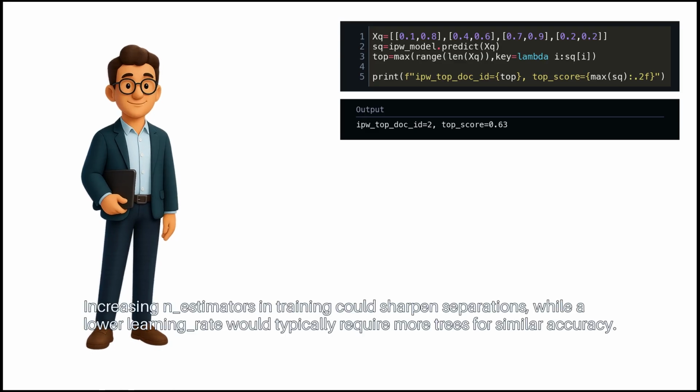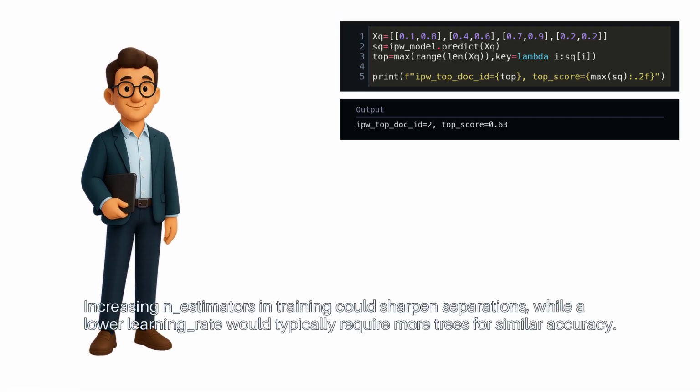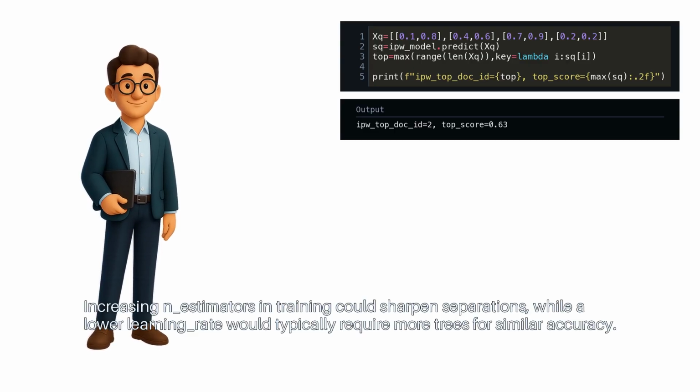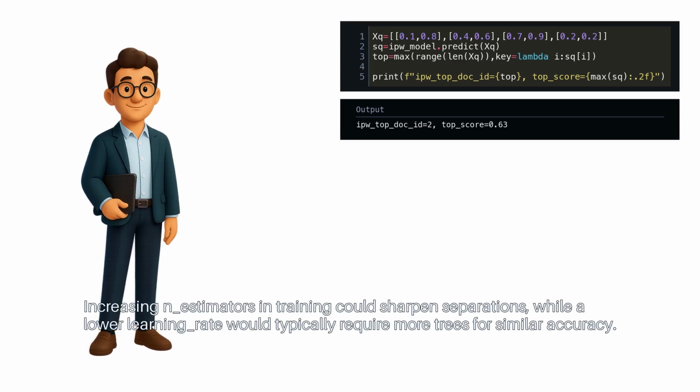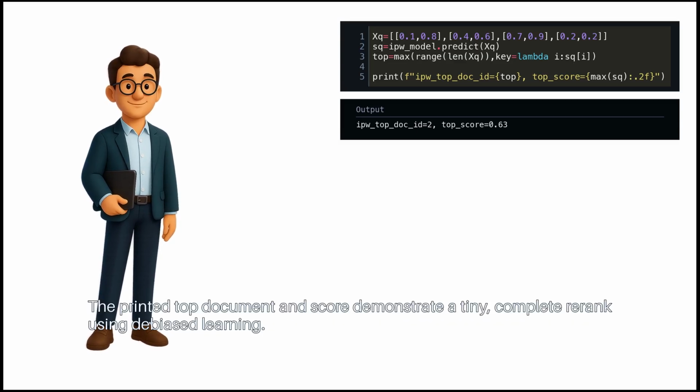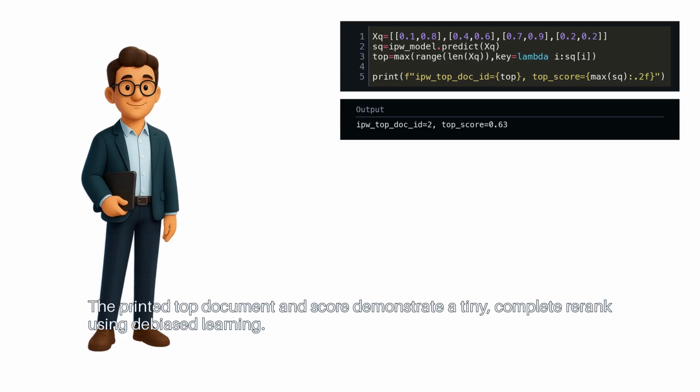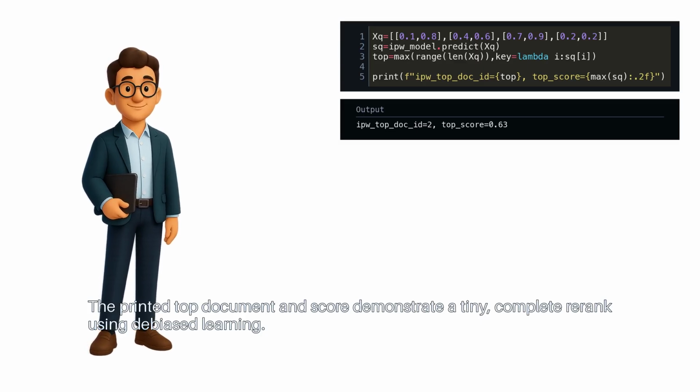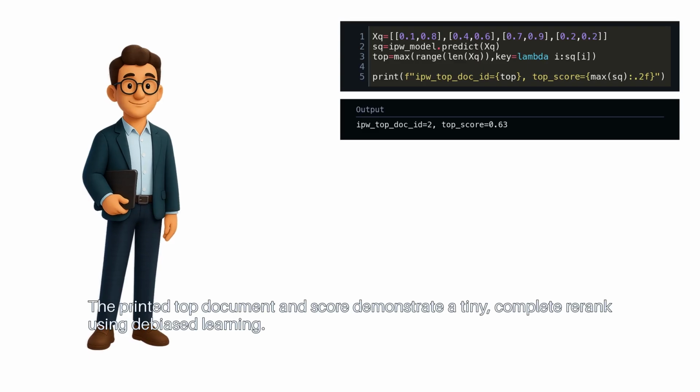Increasing n_estimators in training could sharpen separations, while a lower learning rate would typically require more trees for similar accuracy. The printed top document and score demonstrate a tiny complete re-rank using debiased learning.